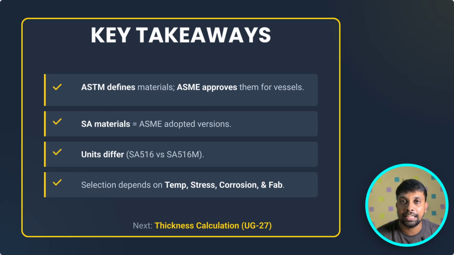Okay. And finally, the material selection depends on temperature, stress, corrosion and fabrication. How we can fabricate the material, how much corrosion the material is going to face, how much stress is there for the particular vessel, and what the temperature of the vessel is. All of this we have to consider while picking a material for a pressure vessel.